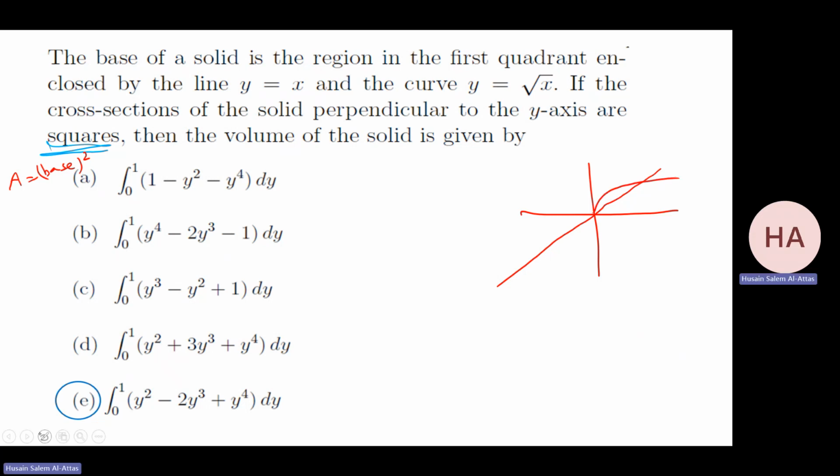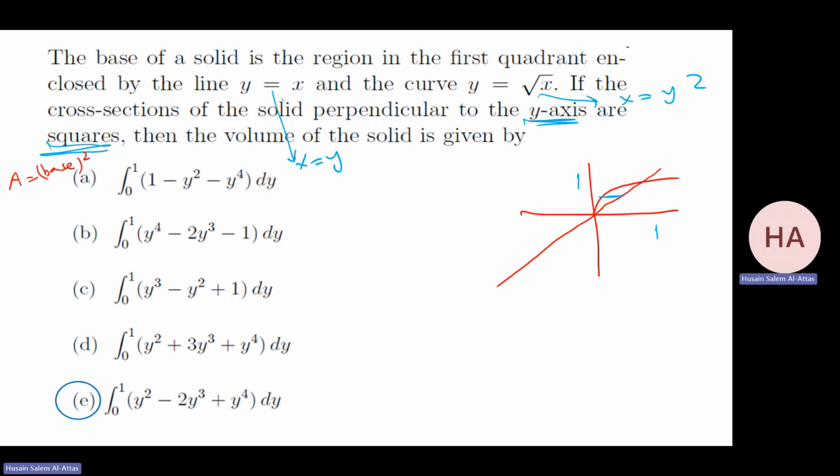This is the square root of x, and I want it to be perpendicular to the y-axis. So it'll be like this. I need to write everything in terms of y. So this is x equals y squared. This is x equals y. From where to where, y values? This is 1, and this is 1. So from 0 to 1.